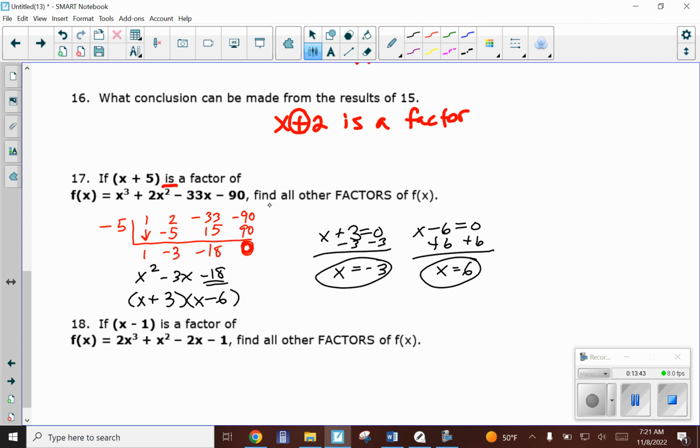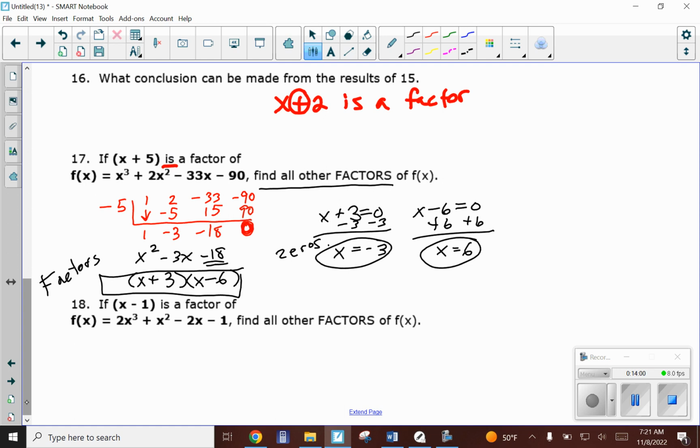So it says, ooh, I should have read the directions. It says find all other factors. So the other factors are these guys. These are the factors. And these right here are the zeros. So you got to make sure that you read the directions. Okay, next one. Very similar.